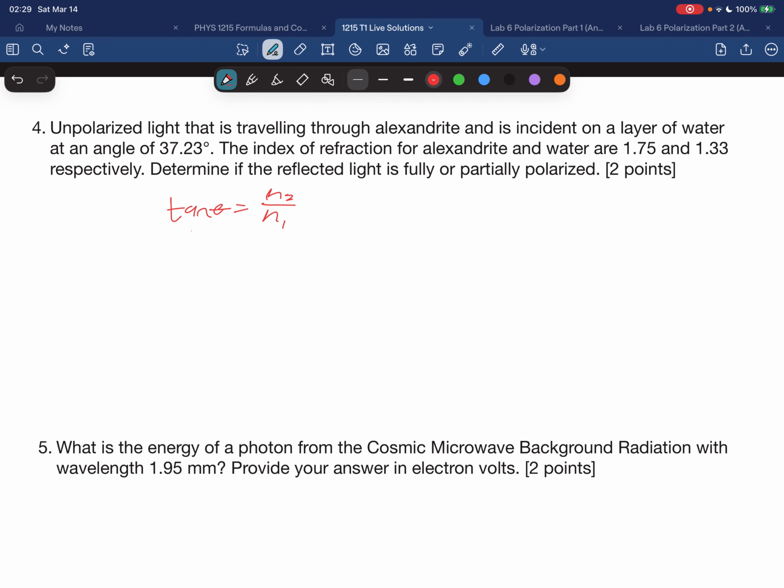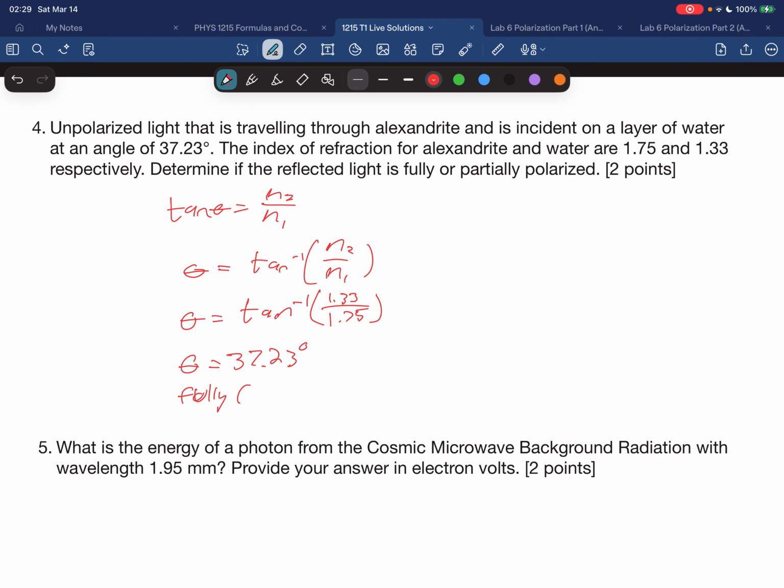Here's our formula for it. Now going ahead and rearranging, we get the arctangent, or the inverse tangent, of n2 divided by n1. And plugging in, we're told that it is traveling through alexandrite and incident on water, so therefore we know water is n2 and alexandrite is n1. Plugging this in, we get 37.23 degrees, so therefore it is fully polarized.